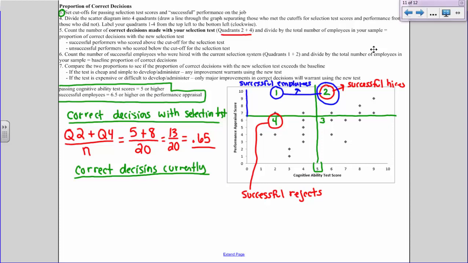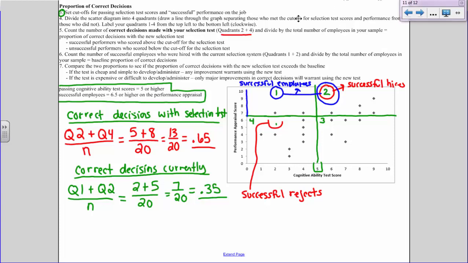Okay, so it's kind of hard to see now. Let me see if I can maybe do a little creative erasing there. All right, now we got rid of our 4 though. Here we go. Okay, so we have 1, 2 in quadrant 1. So we're going to take quadrant 1 plus quadrant 2 over the total number of employees. We've got 2 in quadrant 1 plus those 5 in quadrant 2 divided by the total number of employees. We get 7 over 20 and a success rate with the current selection system of 0.35. That's abysmal. That's not good.